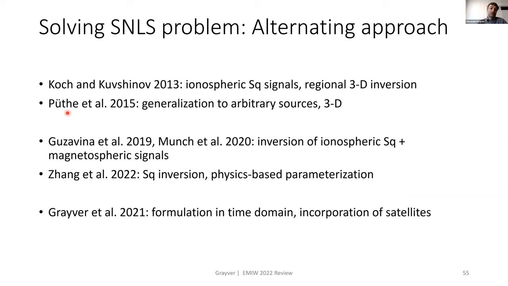And this approach has been already used. It basically kicked off with the work of Koch and Kuvshinov 2013, where they applied it to the ionospheric solar quiet signals. And then it was generalized to arbitrary sources with spherical harmonic basis functions a few years later. And then there were some other works where these inversions were implemented jointly for Sq and magnetospheric signals. Lately, this was also implemented for the physics-based basis functions by Zhang et al. And also recently, there was a formulation of this whole scheme in time domain, which allows one to efficiently incorporate satellite data into the scheme. So all previous works were based on the ground data.